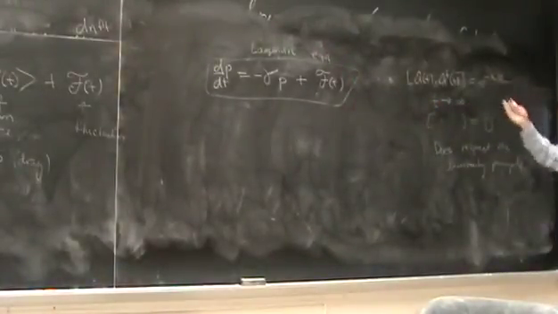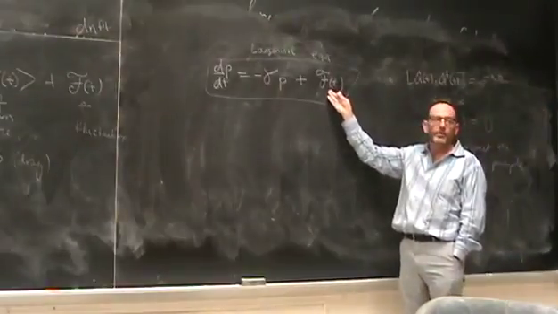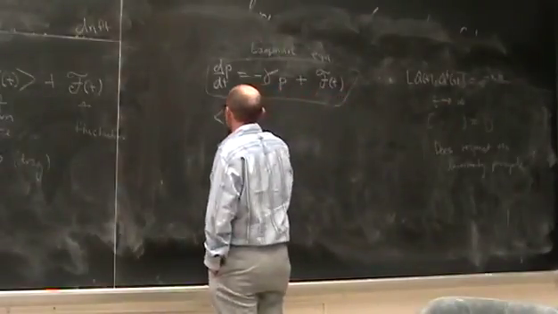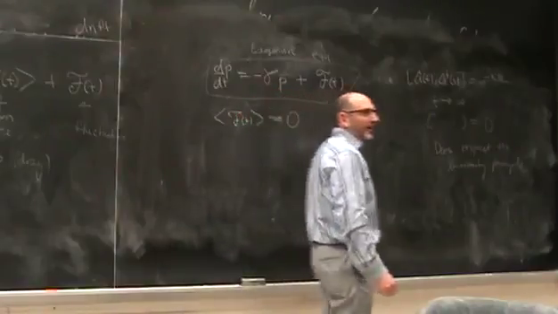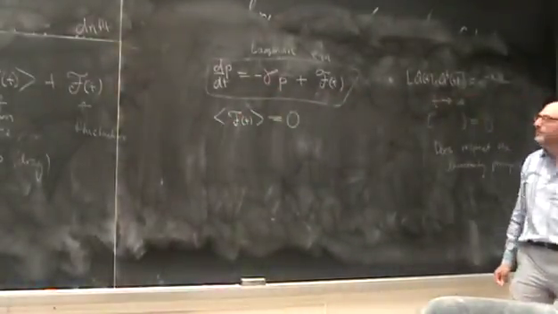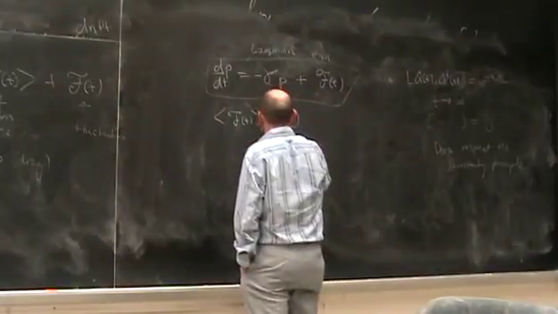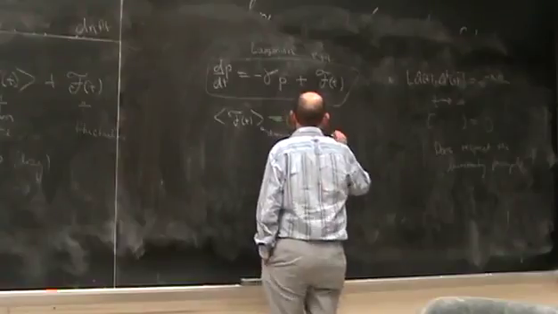In order to make any sense of this, we need to say something about the nature of this fluctuating force. So the fluctuating force, by its very nature, first of all, its mean value is zero. So this is averaged over the distribution of forces.